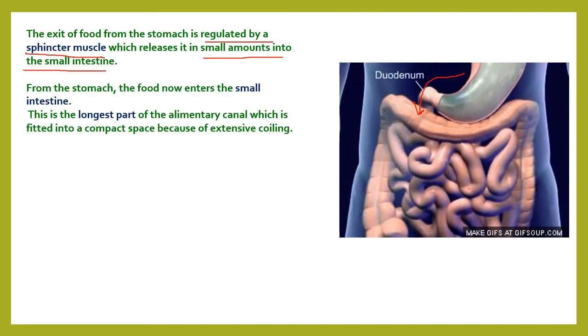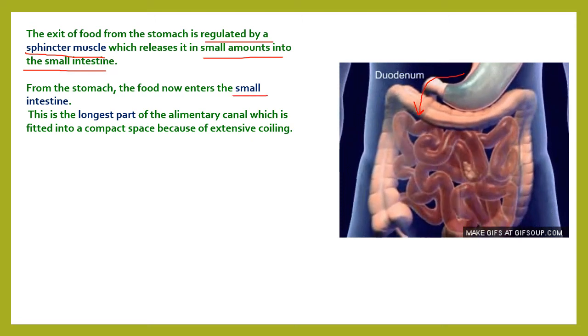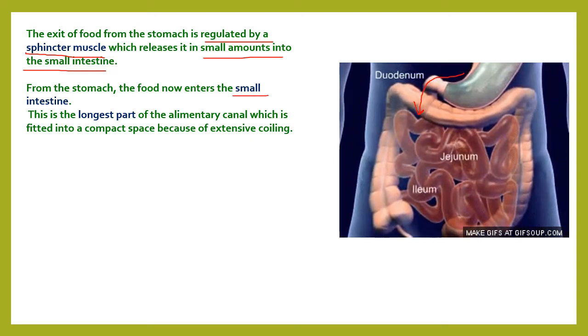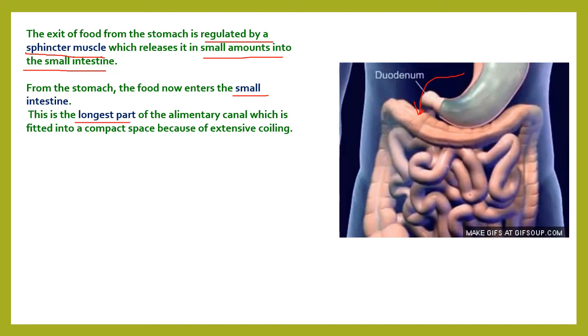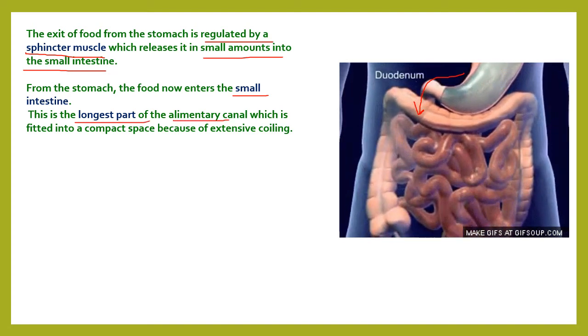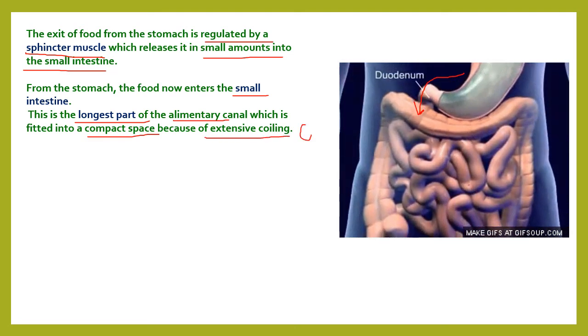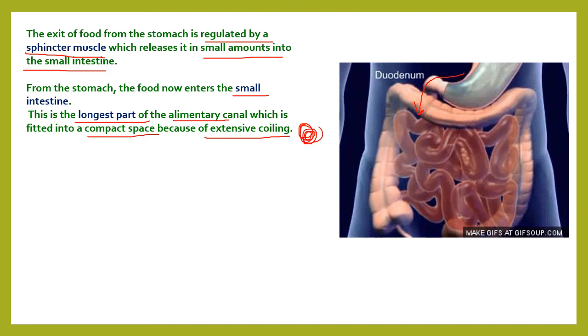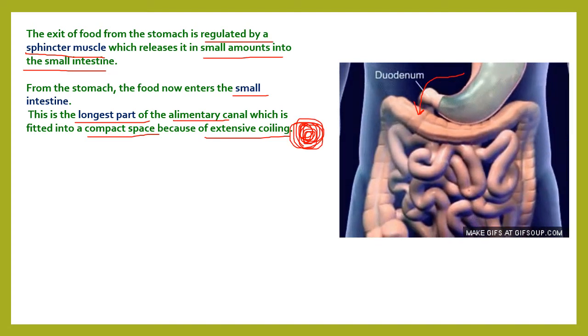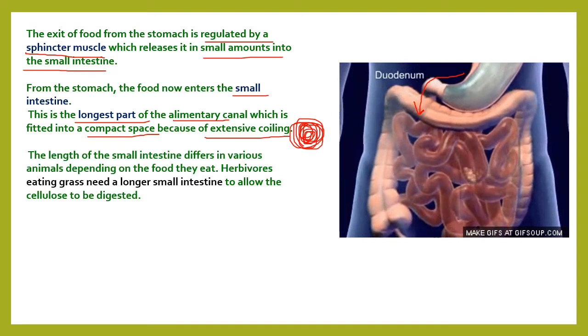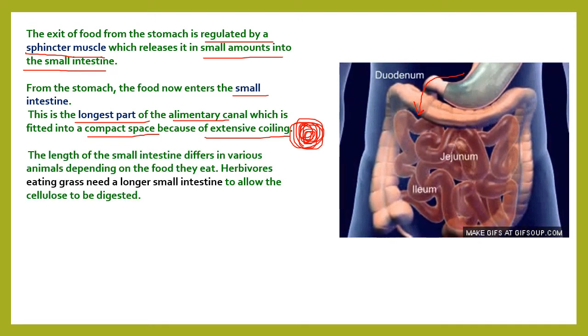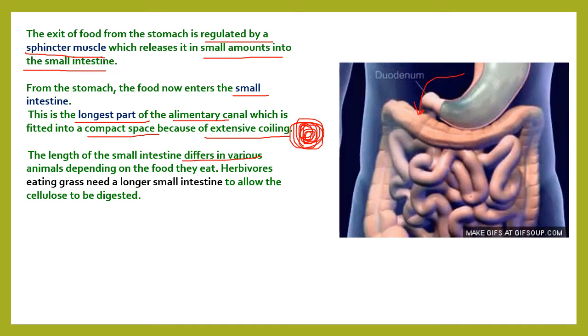From the stomach the food now enters the small intestine, and you know the name is small intestine but this is the longest part of the alimentary canal that is fitted into a compact space because of extensive coiling. ऐसे coiling के फॉर्म में रहता है तो हमको छोटी सी जगह में एडजस्ट हो जाता है, but actually that is the longest part. And the length of the small intestine differs in various animals depending on the food they eat.